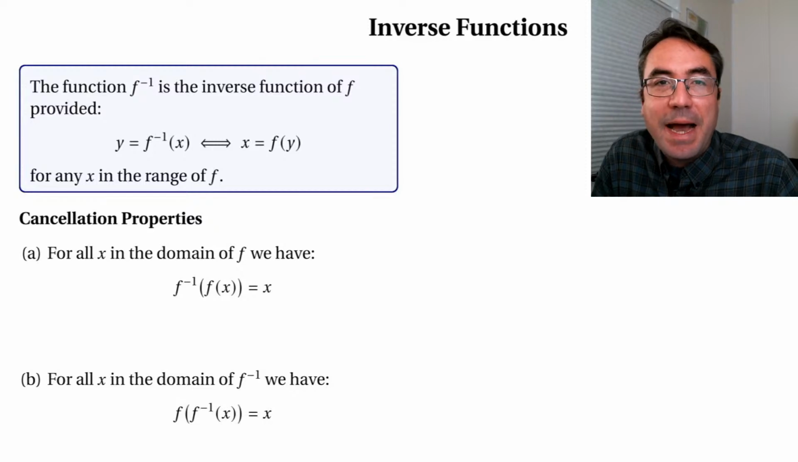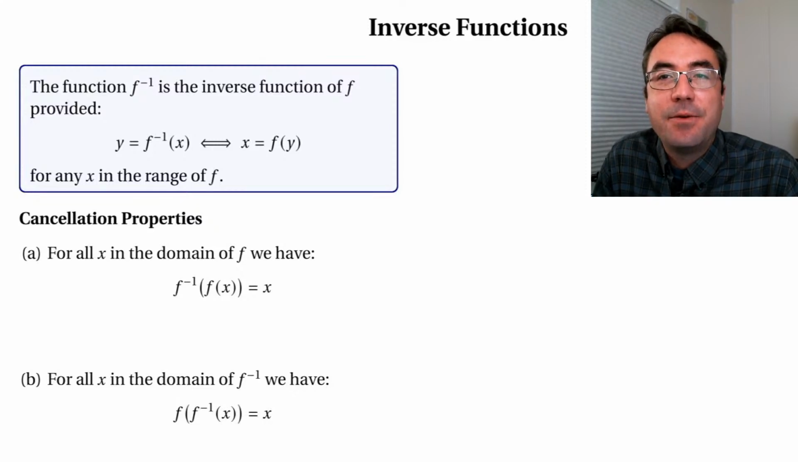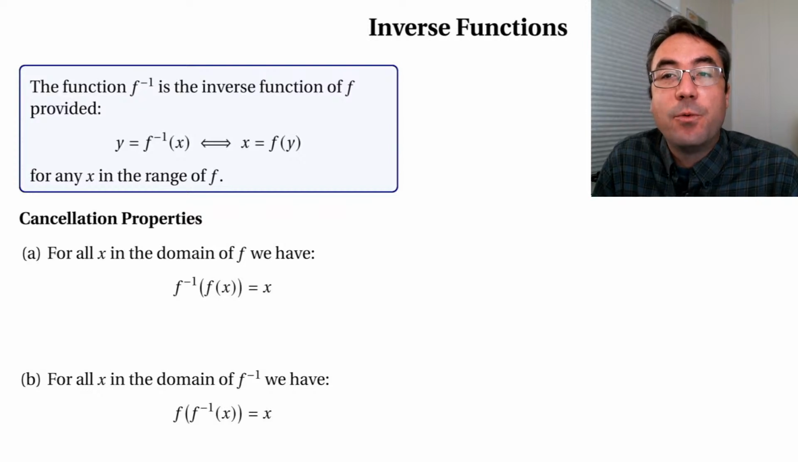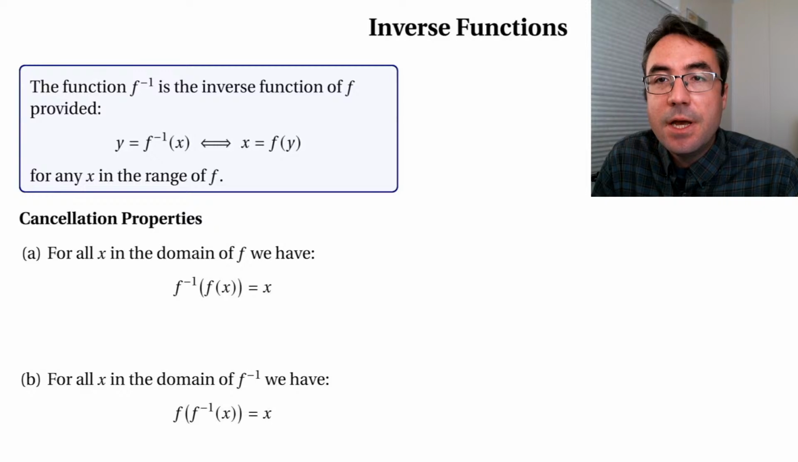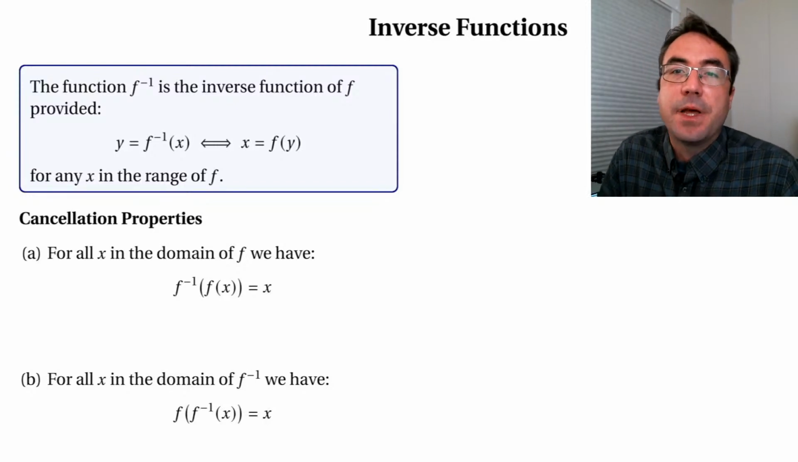This is where we use that -1 notation, and we read it as f inverse. So the function f inverse is the inverse function of f, and the way we define it is that y equal to the inverse function of f evaluated at x is the same thing as x equal to f of y. It's helpful to think of the inverse function in terms of the two cancellation properties that go with it. So we'll look at the first one there.